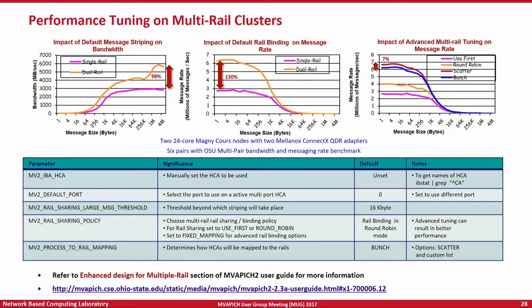What happens if there are multiple HCAs on different nodes, and in the same node, some of which are configured for Ethernet and some of which are configured for InfiniBand? So MVAPICH does not work with Ethernet at this point in time. MVAPICH2 only works with InfiniBand.